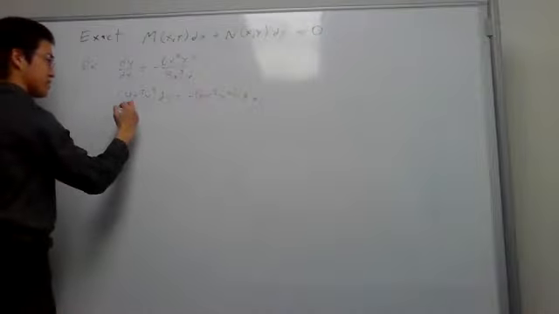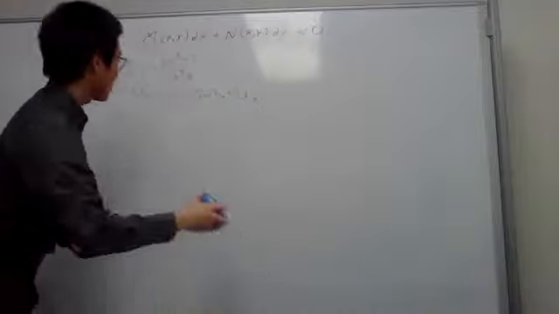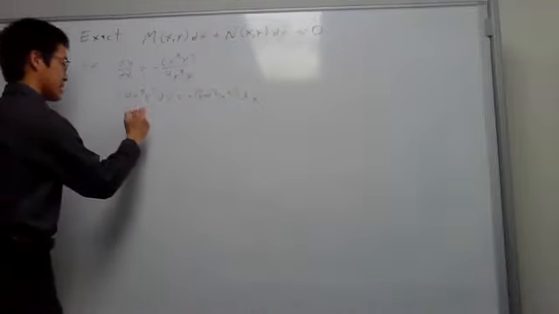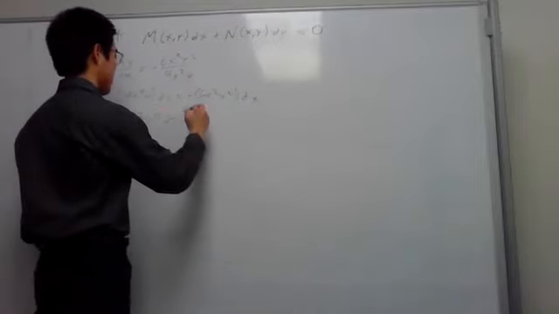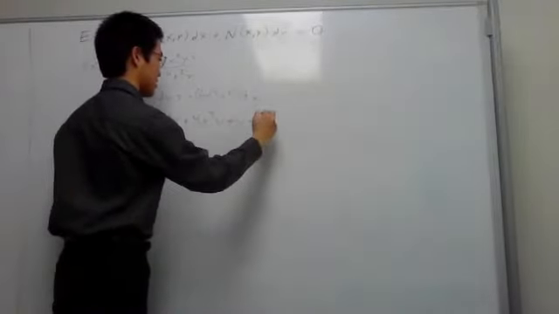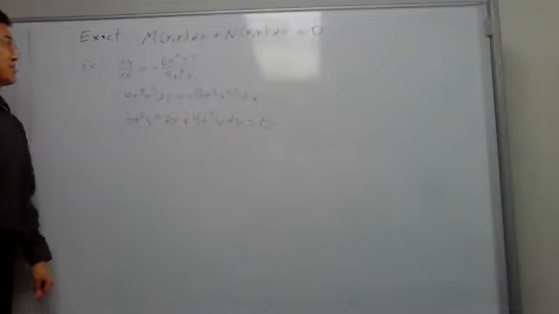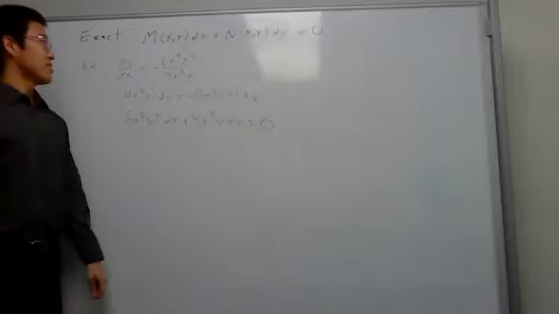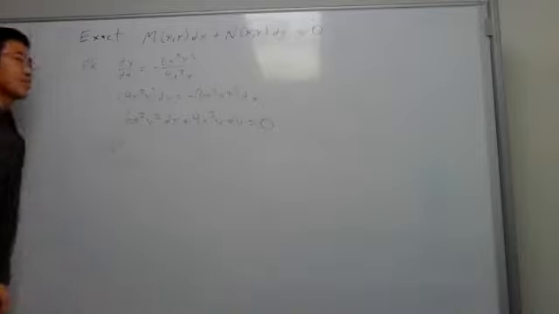No big deal. So we have 6x squared. Actually, I don't need it in parentheses, really. It's kind of unnecessary. We could just say 6x squared y squared dx plus 4x cubed y dy is equal to 0. Oh my gosh, there's an M and there's an N. So what are we going to write down?